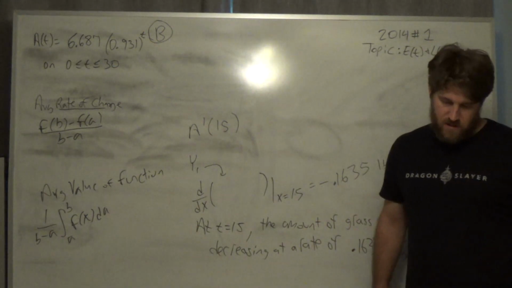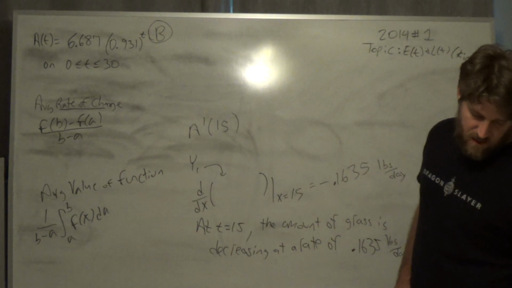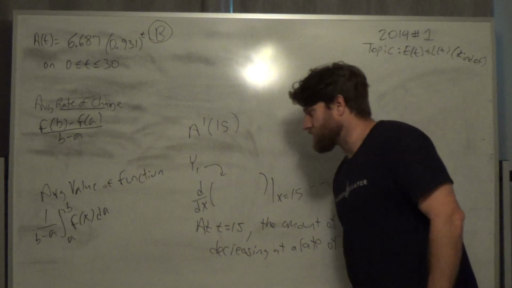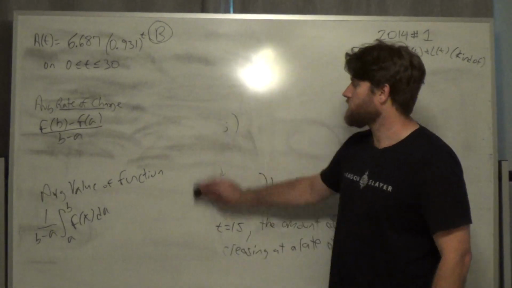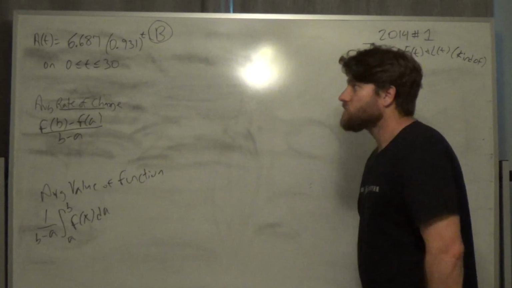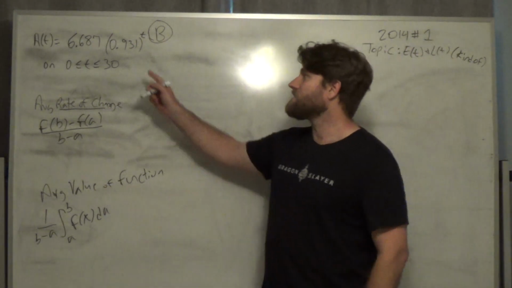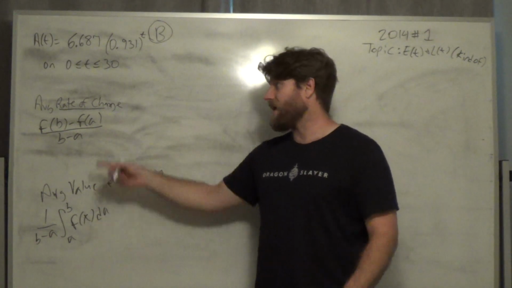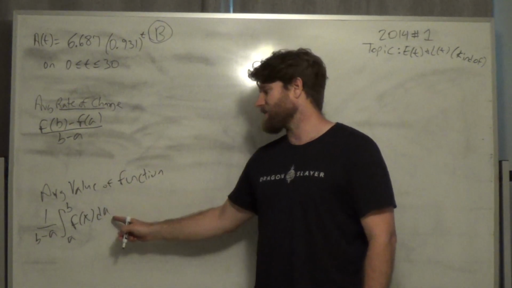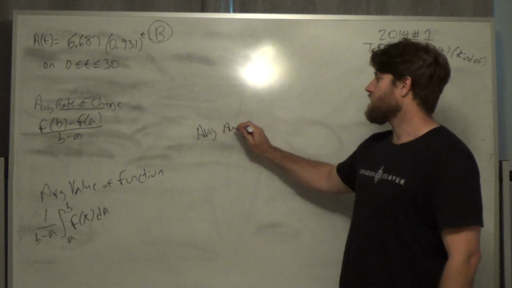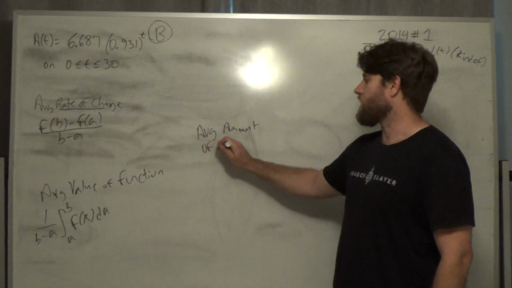Okay, question 3 says, find the time t at which the amount of grass clippings is equal to the average amount of grass clippings. So, the question is, when is the amount of grass clippings equal to the average? Notice this doesn't say average rate of change, it says the average amount of grass clippings. That's this formula. So let's start with the average amount of grass clippings.